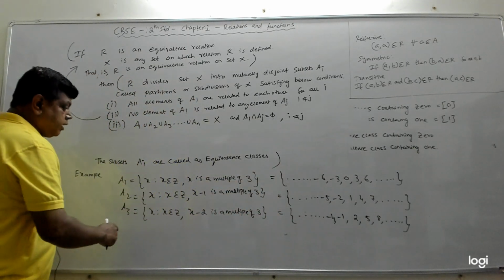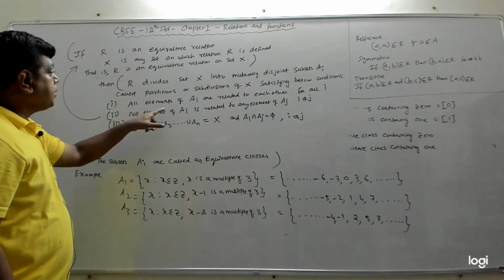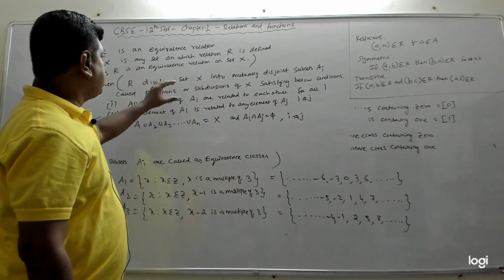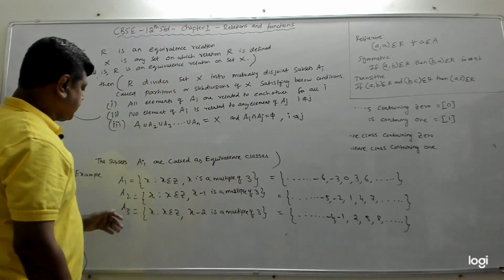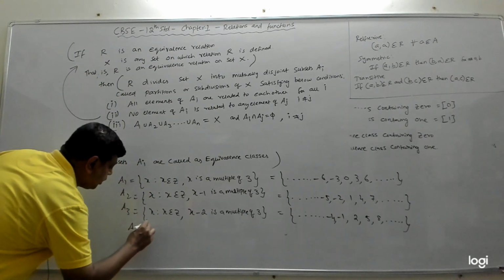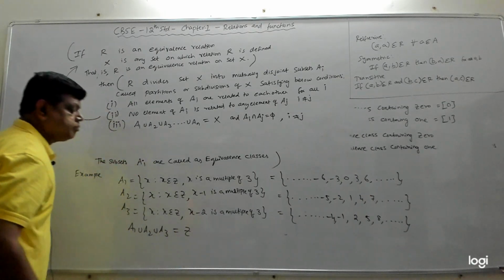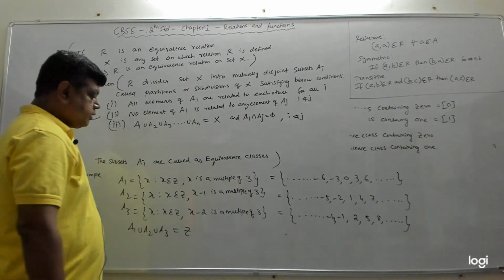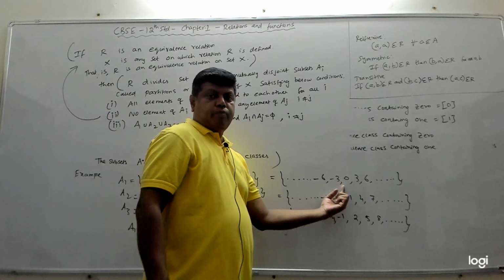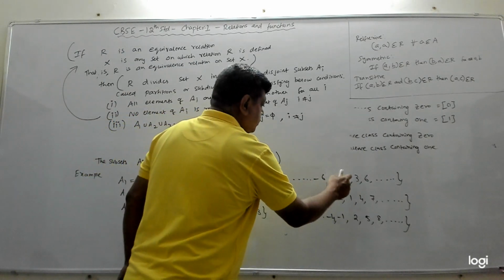Now this satisfies all the conditions. All the elements are related to each other. Suppose we have divided into 3 sets. If you take the union of all these, A1 union A2 union A3, only 3 partitions are there, you will get the complete Z. And if you take any element, every element is related to every other element. See, 0 is related to 0.